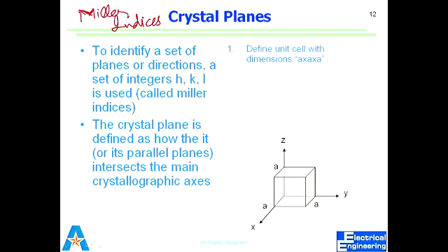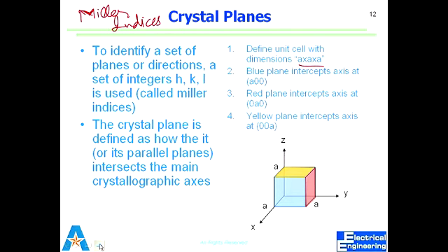So how do we define that plane? We define it by how it intersects the main axes of a crystal. And we define a set of integers called HKL, written in Miller indices. So we say, okay, this is A times A times A, right? I color them. I say, okay, blue plane intercepts at A,0,0, red plane intercepts at 0,A,0, and yellow plane intercepts the axis at 0,0,A. You agree? So y and z are 0 here, so the only thing we have is A.